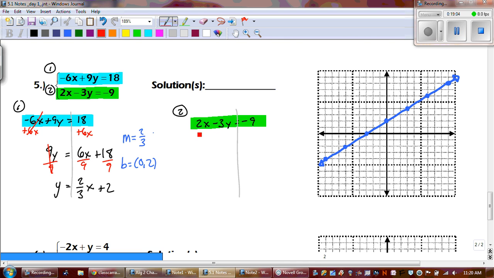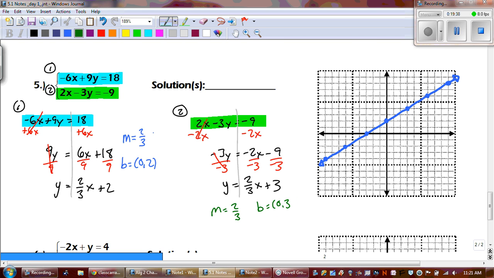Now let's solve our second one. Once again, we are solving for y because we need it in y equals mx plus b. So -3y equals -2x minus 9. To get the y by itself, I'm dividing by -3. And I get y equals 2/3 x plus 3. So for this equation, our slope is 2/3, and we begin at 0, 3.